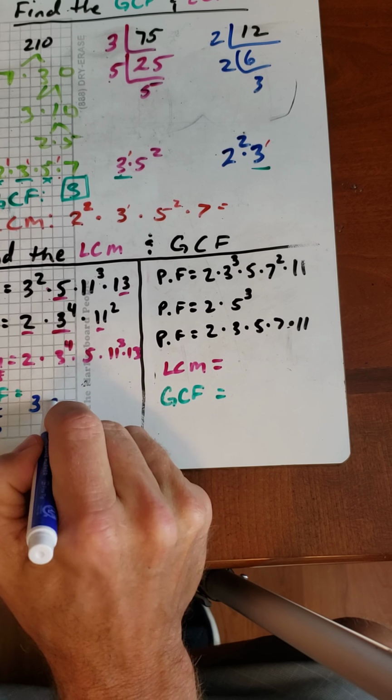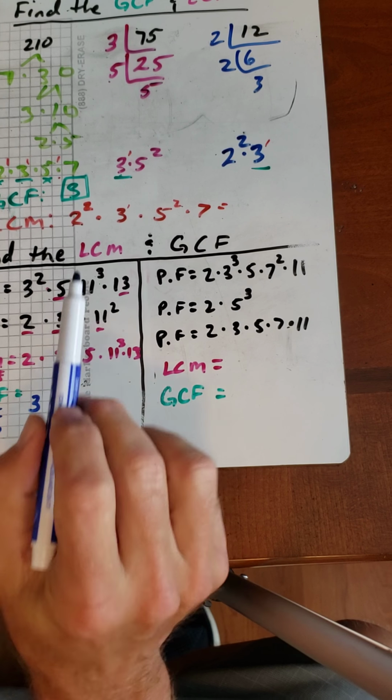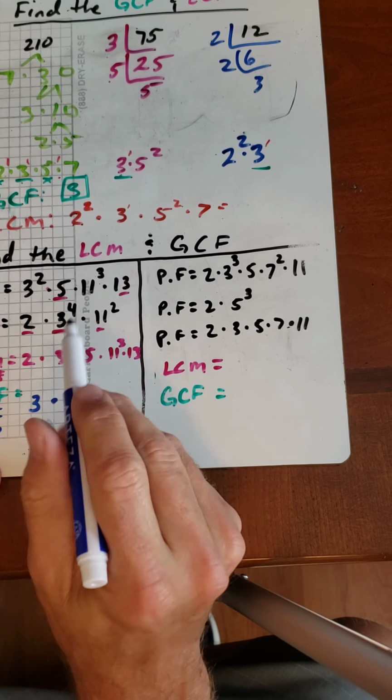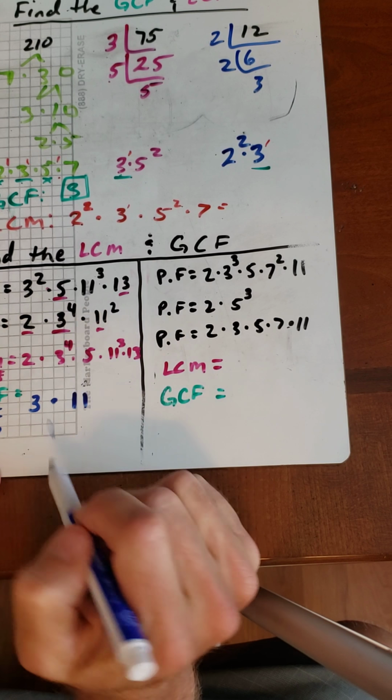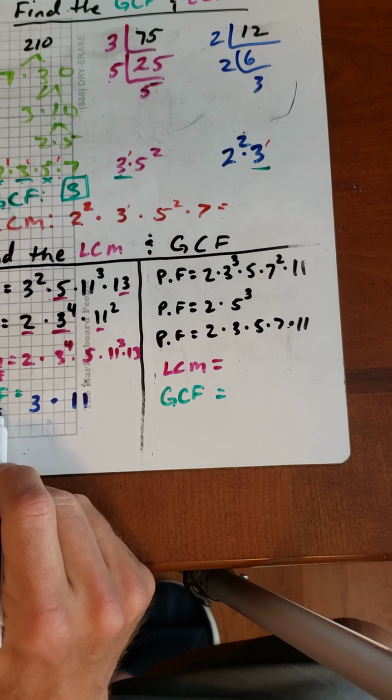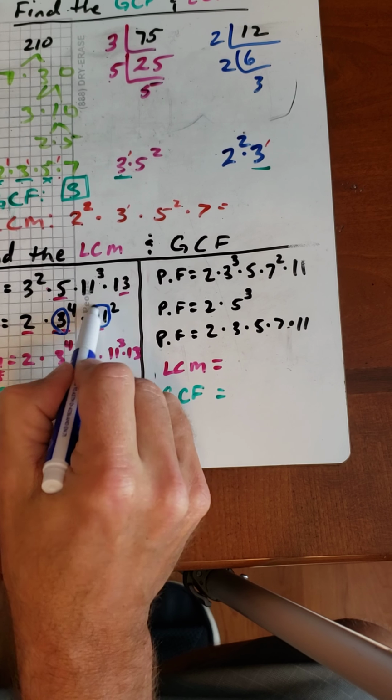Then I look at my 5. I don't have a 5, so I don't use the 5. Next, 11, and I have an 11, so yes, I use the 11. And I have a 13, but no 13, so I don't use it. So for the GCF, the only factors I'm using are 3 and 11.